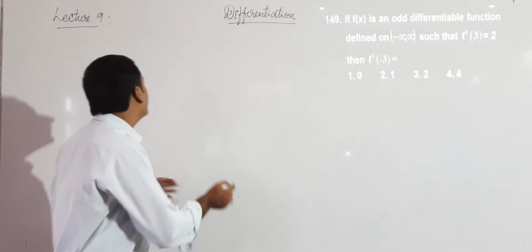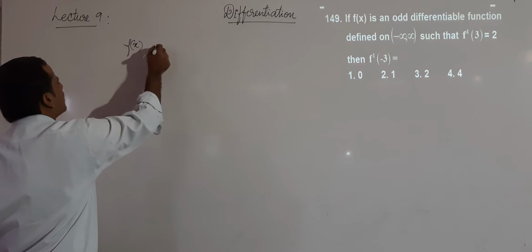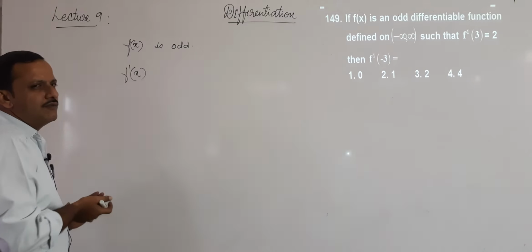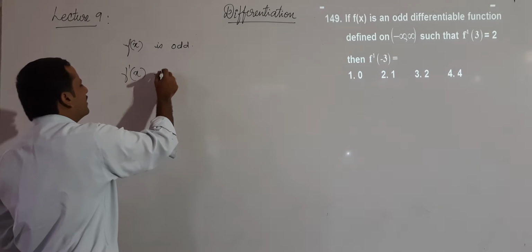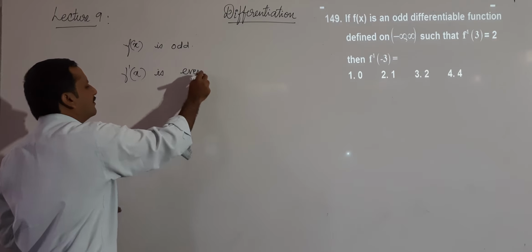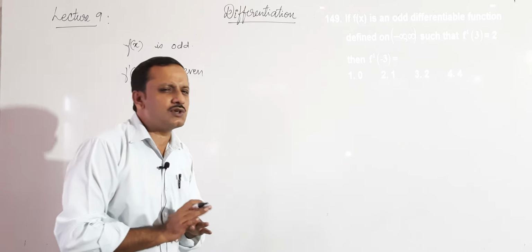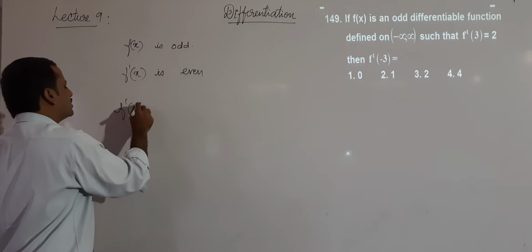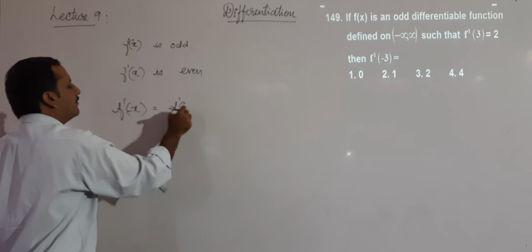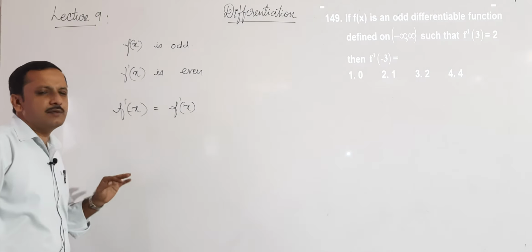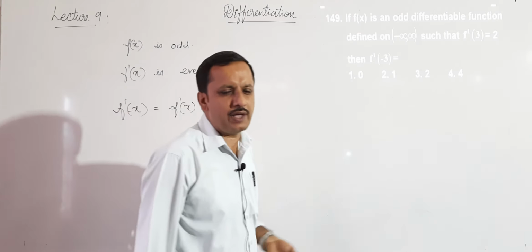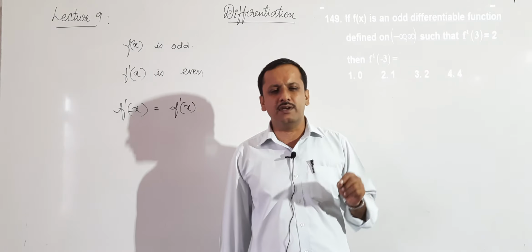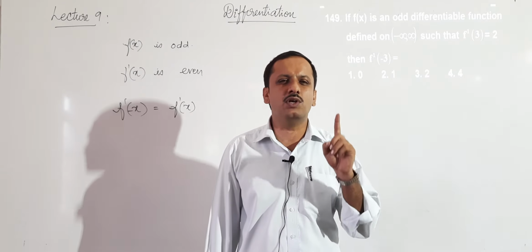So f of x is an odd function, that f of x is odd. Okay. If f of x is odd, what happens to f dash of x? We already know that if f of x is an odd function, then f dash of x is even. This is an even function, right? f dash of x is an even function. So if f dash of x is even, then I can write that f dash of minus x is equal to f dash of x. Because you just recall the definition of an even function. Definition of even function. A function f of x is said to be even if f of minus x is equal to f of x.